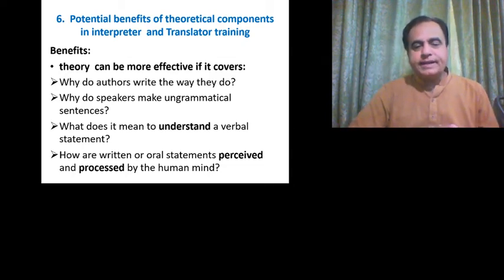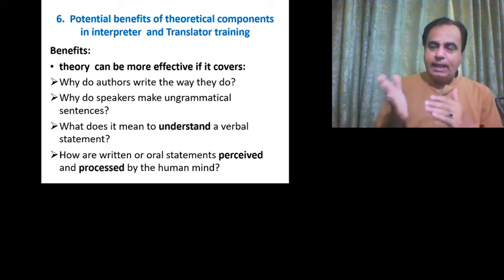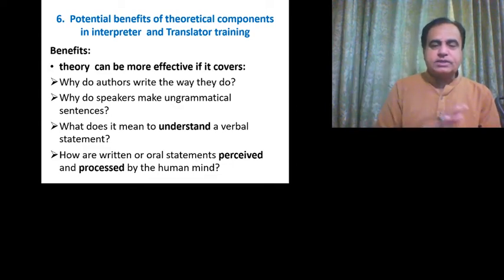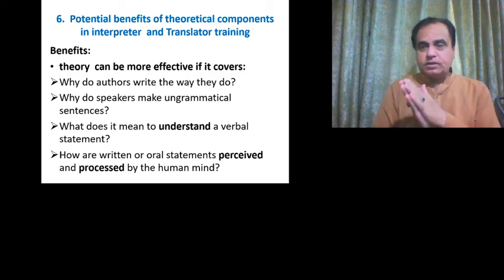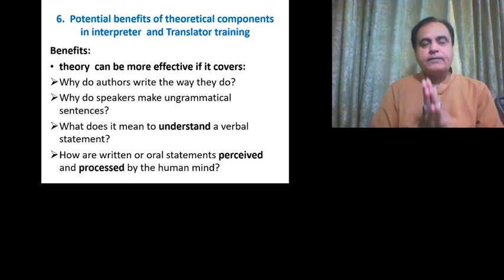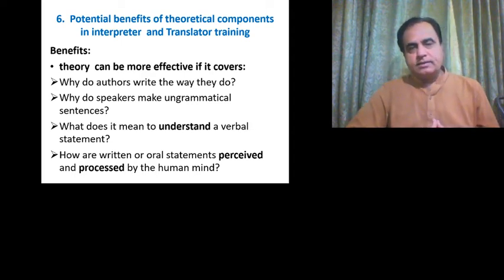Why do authors write the way they do? Because theory helps the translators, and of course the teachers and translators, to understand why authors write the way they do. There are psychological reasons, linguistic reasons, reasons related to the theme, social reasons, and of course a couple of other reasons, like the agenda, the purpose, the objective of writing, and so on.